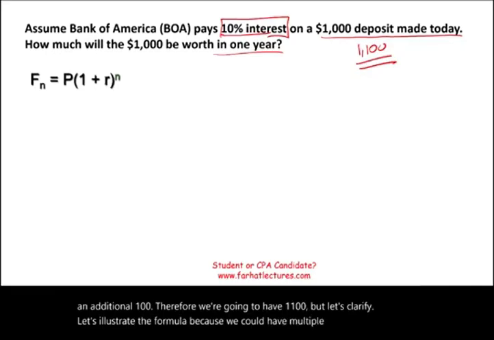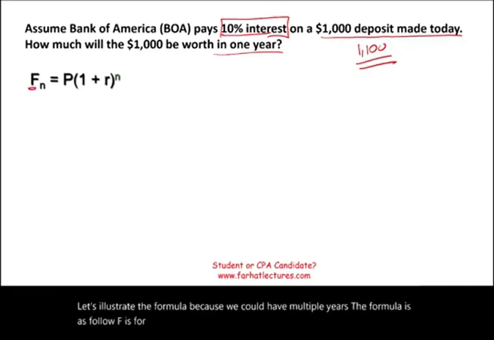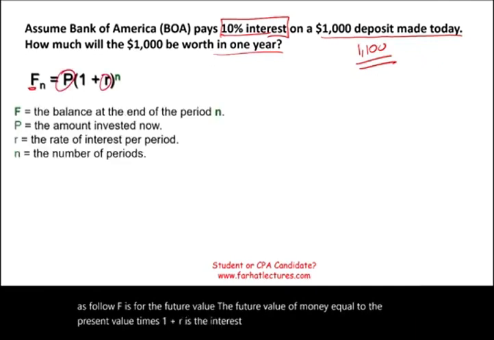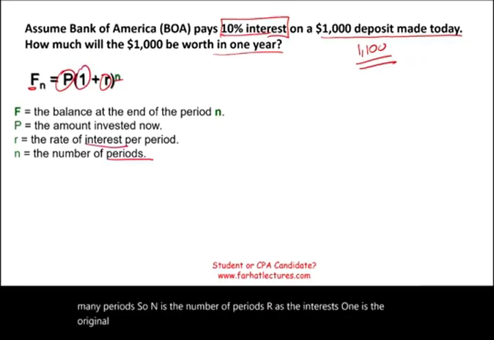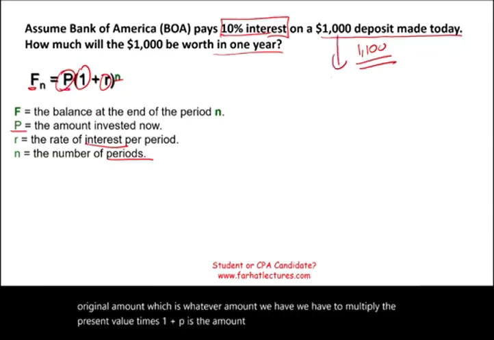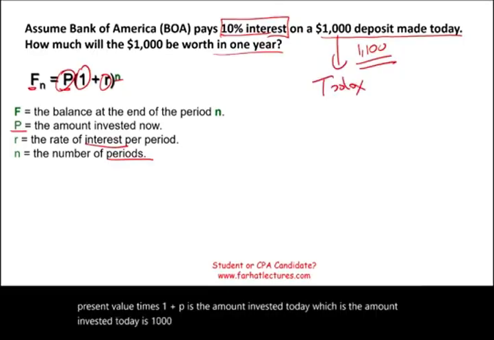The formula is as follows. F is for the future value of money equal to the present value times 1 plus R, R is the interest rate, raised to the nth power. N is the number of periods, R is the interest, 1 is the original amount, which is whatever amount we have. We have to multiply the present value times 1 plus R. P is the amount invested today, which is $1,000. And F is the future value.